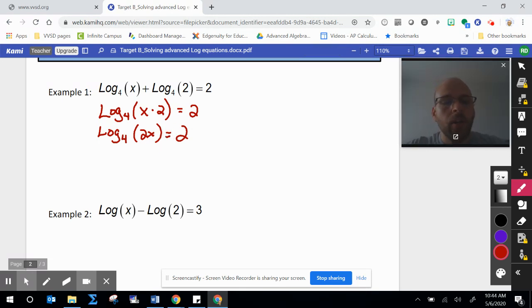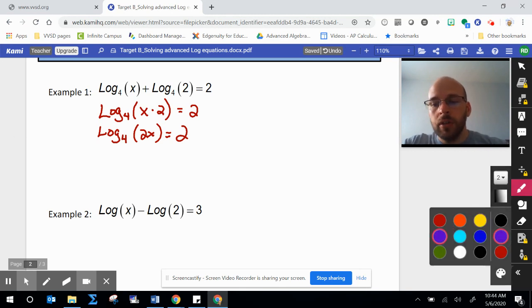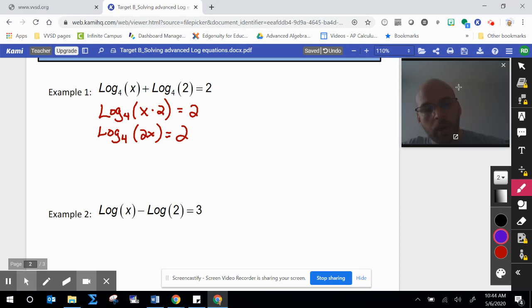All right. Now, the next step is we have to get rid of the log. We have to use some inverse operations. Now, we learned in an earlier video, the inverse of a log is to use power. Okay, so what I'm going to do is, because the base is 4, I'm going to use base 4 for both sides.